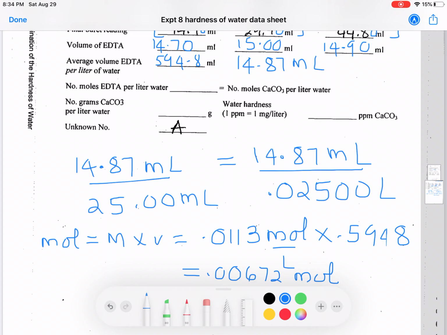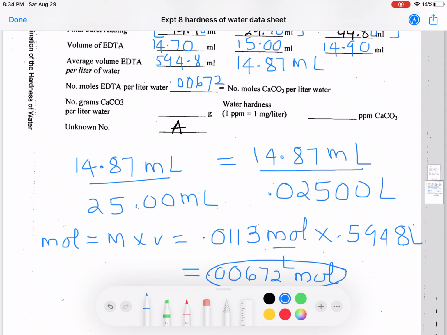We calculated it by using the molarity and the volume, right? So this is in liters, okay? And remember the molar ratio of calcium to EDTA is 1 to 1. So once you find the number of moles of EDTA, that's going to be the same number of moles of calcium carbonate. So that's going to be 0.00672 moles, okay? And then the next part is the number of grams of calcium carbonate per liter of water.